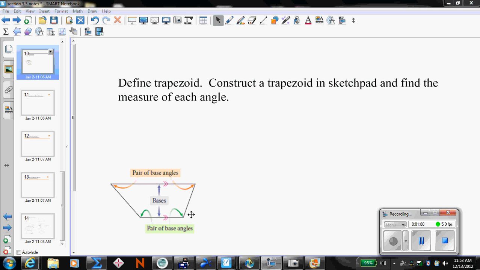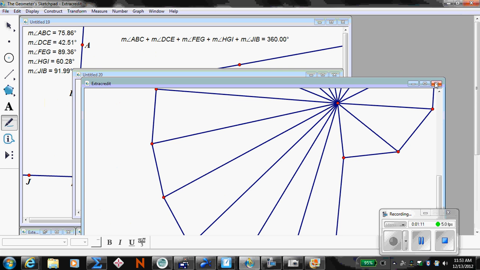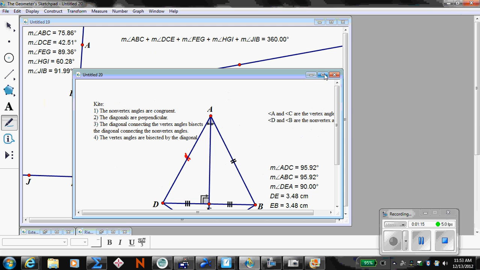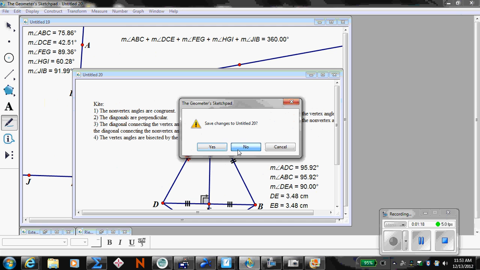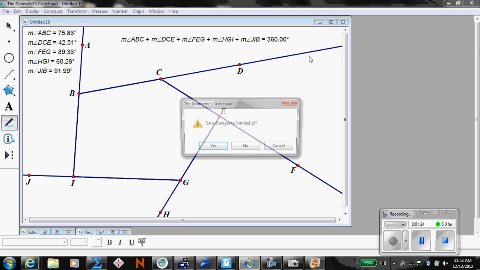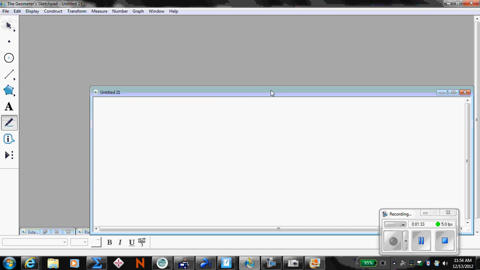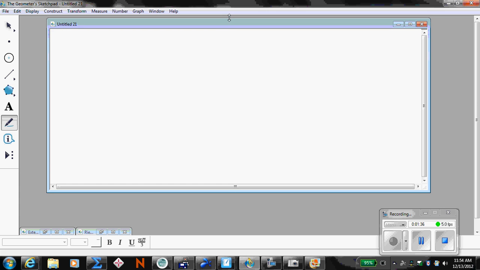Okay, so we're going to construct a trapezoid in Sketchpad. So go ahead and open up Sketchpad. I have a few other things open here. So let's start with a new sketch. And we want to construct a quadrilateral that has two pair of parallel sides.